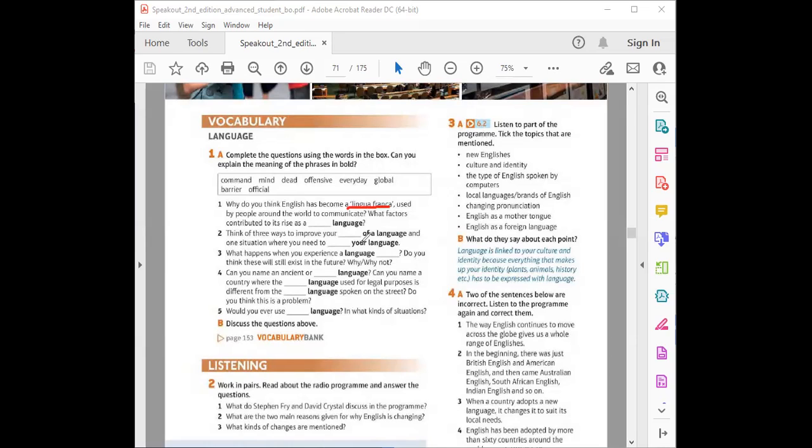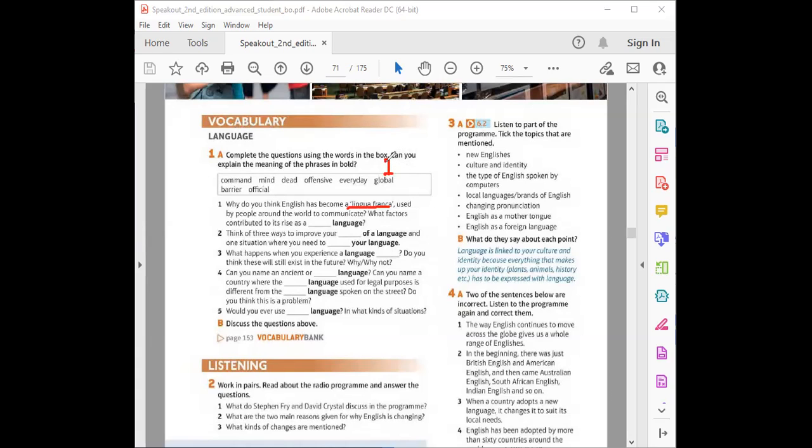as a language that they survive with. So for example, me traveling to a country where English isn't the spoken language, and I'm surviving with the English language. This is how I'm using English as a lingua franca, okay? A language of communication. Okay, so English has become a lingua franca used by people around the world to communicate. What factors contribute to its rise as a global language?